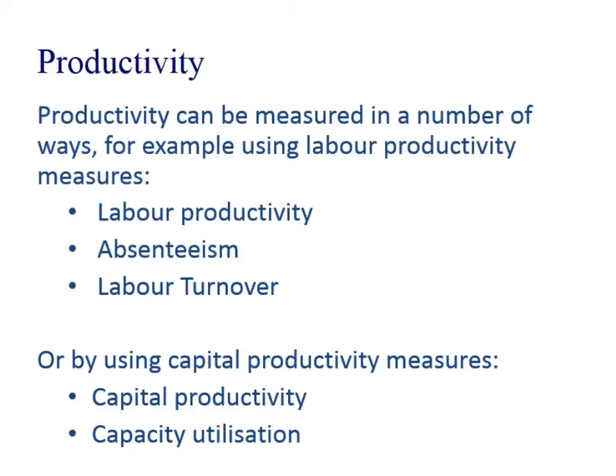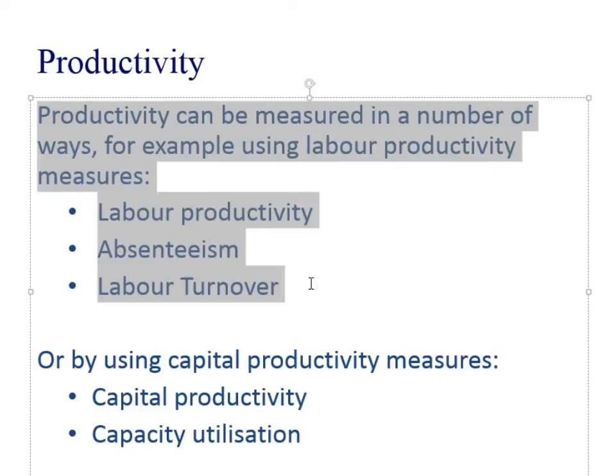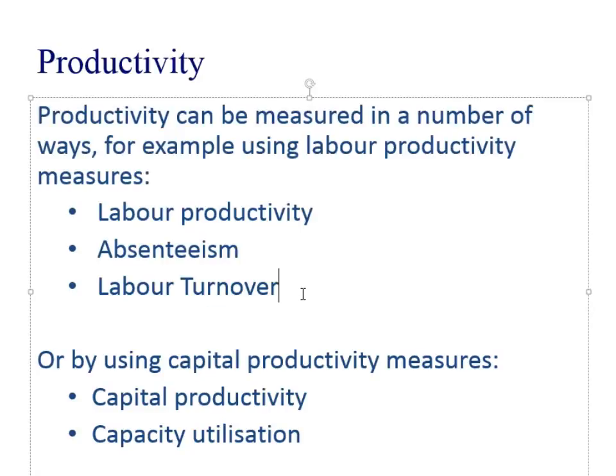So there's not one way of measuring it. You can measure it in a number of ways. So we can look at labour productivity, when we're looking at the productivity of work, as this is, absenteeism and labour turnover, and we'll go over these in turn as well to look at what they mean. Or we can look at capital productivity, and capital productivity is just how productive your machines are and how much your machines are used. And we're going to go into this one in a bit more detail later on.